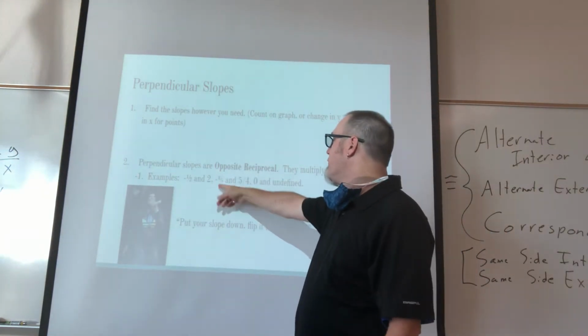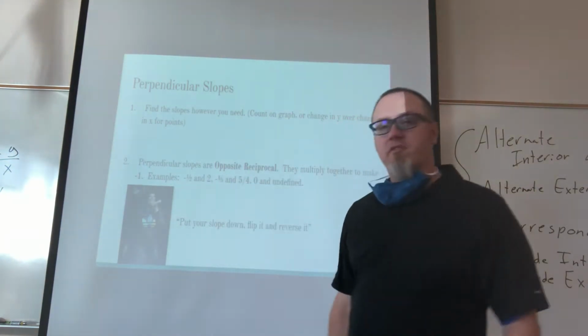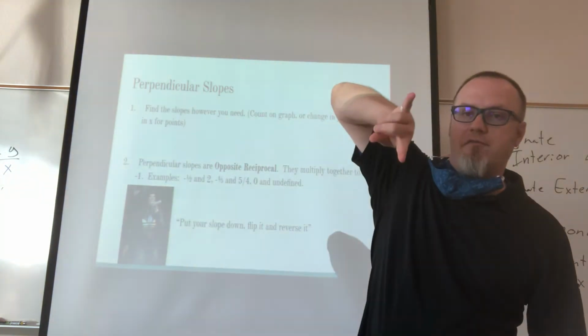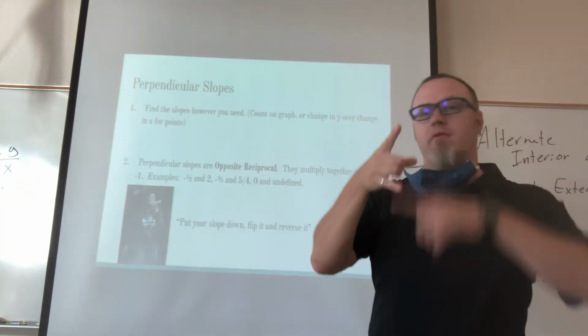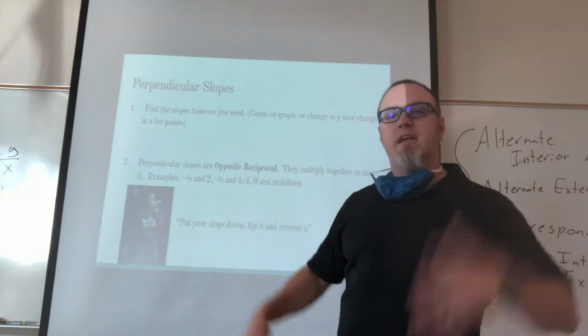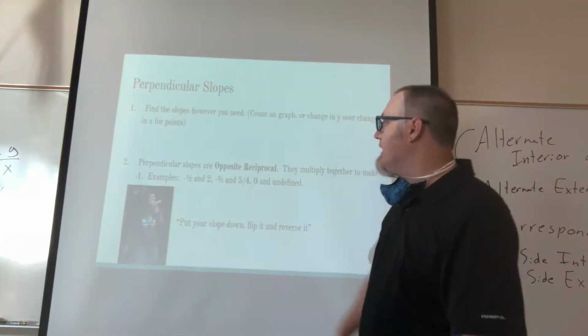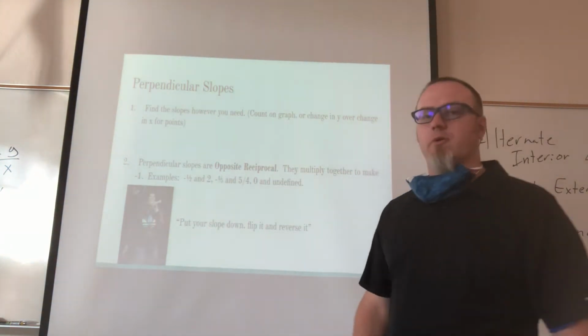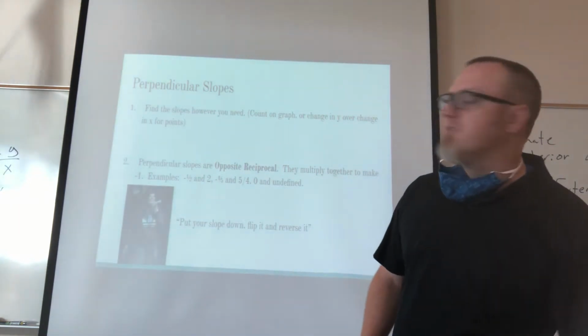A -4/5 and 5/4. So again, I took that -4/5, I flipped it, so it's 5 over 4 now, and it was negative, so I took that minus away, it's a +5/4. So a -4/5 and a +5/4.